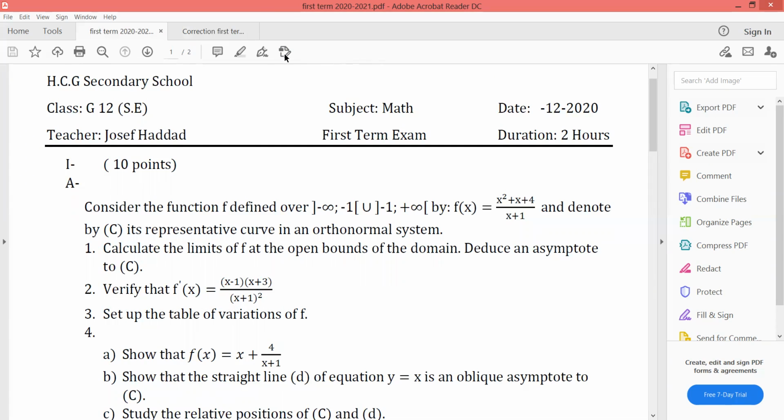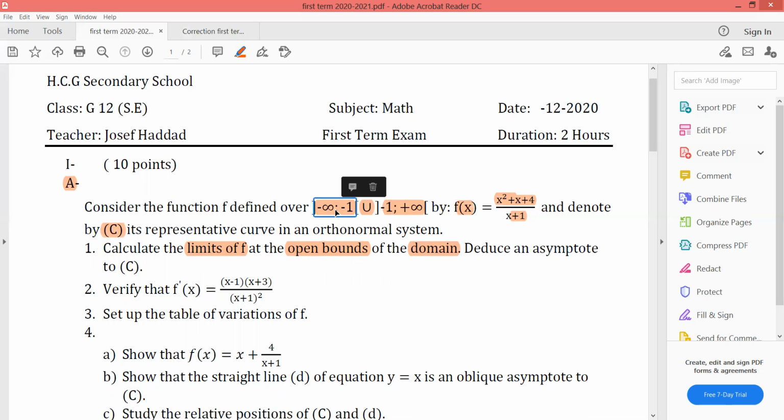So first exercise, part A. We have the function f defined over minus infinity, minus 1 union minus 1, plus infinity by f(x) equals (x squared plus x plus 4) over (x plus 1). And C is its curve in an orthonormal system. Calculate the limits of f at the open bounds of the domain.